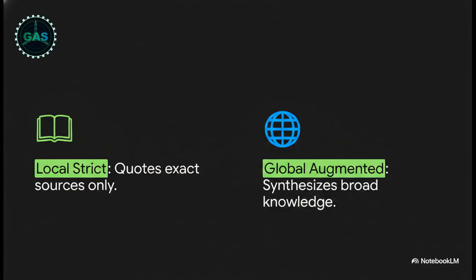Finally, you have to explicitly instruct this prompt architecture on its operational boundaries. Do you want a local strict system that is restricted to quoting exact internal compliance documents with zero deviation? Or do you need a global augmented system that freely synthesizes your internal corporate data with broad external strategic advice? Defining this boundary dictates the structural integrity and compliance of your entire AI output.